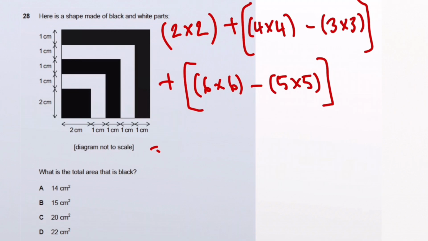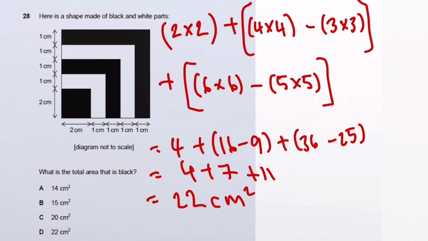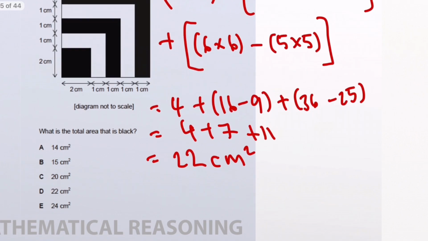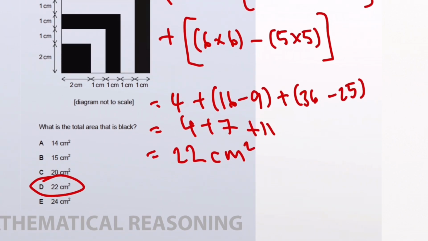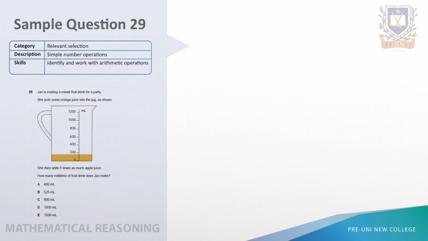And so when we calculate this using our simple arithmetic method, we have 4 plus 16 minus 9 plus 36 minus 25, which is 4 plus 7 plus 11. And in total, we'll get 22 centimeters squared. So from our options, we have D as the answer. So students should just be aware with the dimensions and the calculations when approaching this type of question.